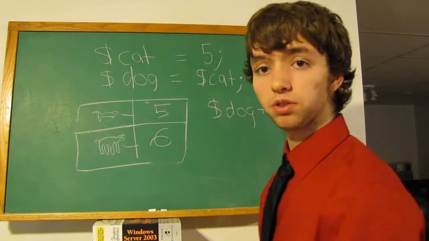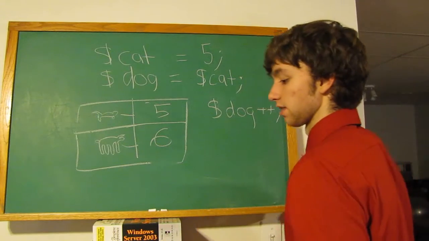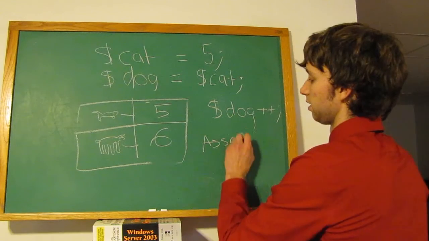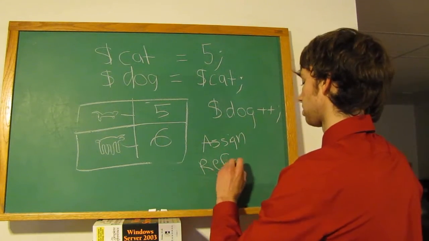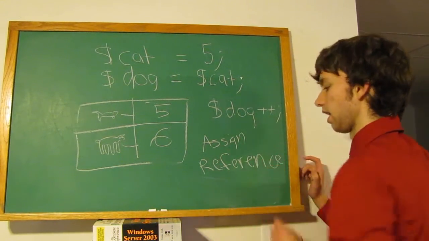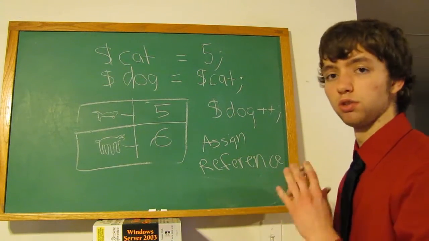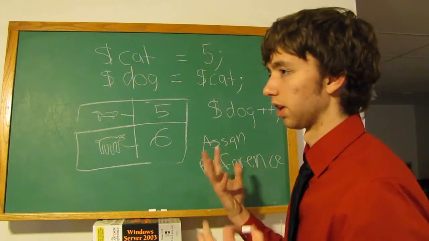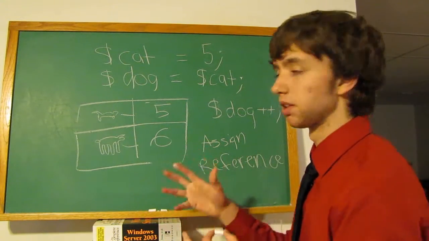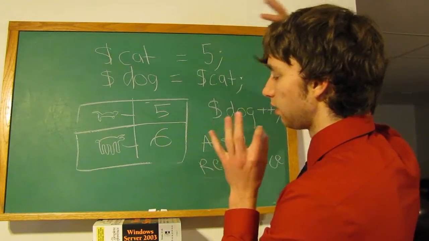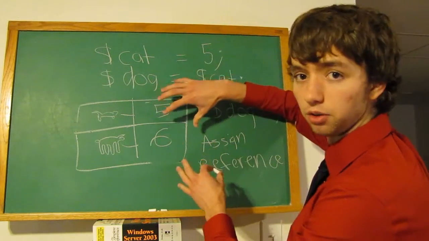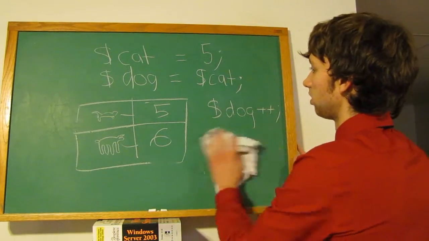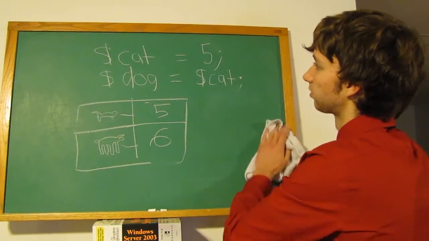So now, I want to tell you what's known as assigning by reference. I'm just going to write it down here. Assign by reference. And that's to say that they both point to the same, I don't want to say object, because then you're going to get all confused with object-oriented programming. Basically, they both point to the same thing, entity, box, value, whatever you want to say. And when one is changed, they are both changed. So let me illustrate this.